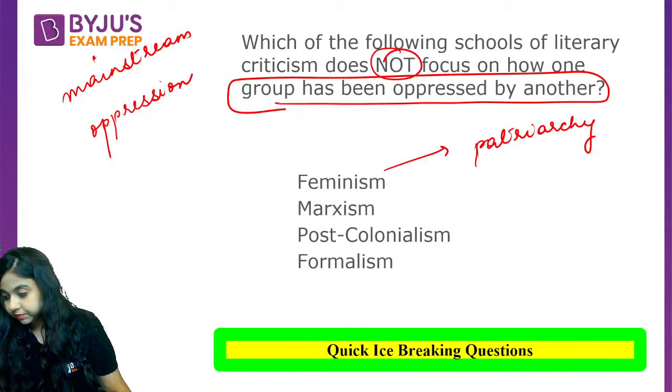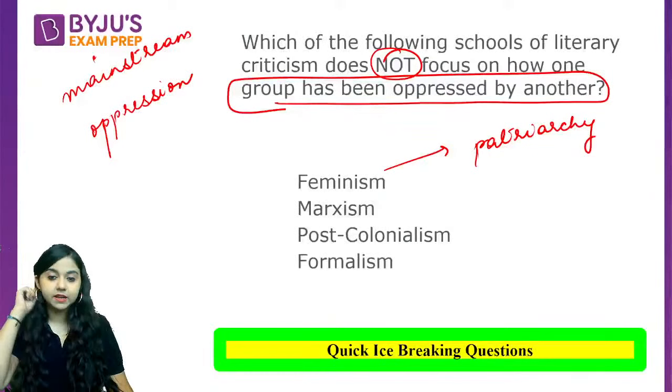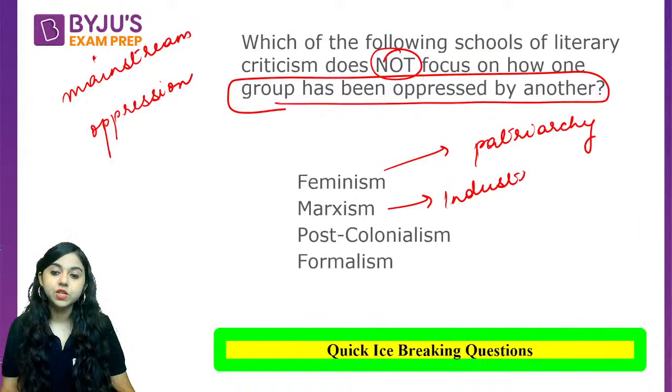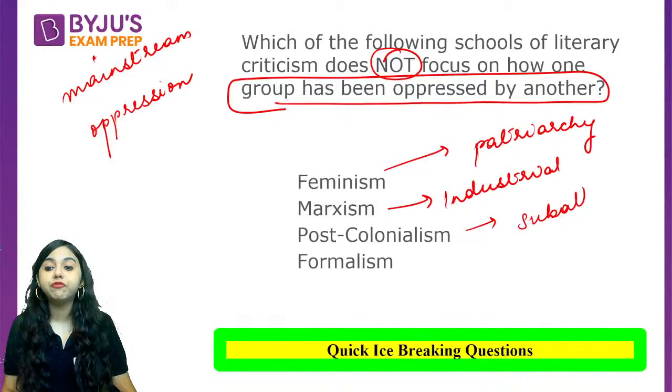Formalism is the right answer. Very good. Aftara, Shikha, everybody has answered it correctly. Marxism is fighting against the industrial powerful haves. Post-colonialism is a fight of the subaltern against the white narratives, that we are able to see.